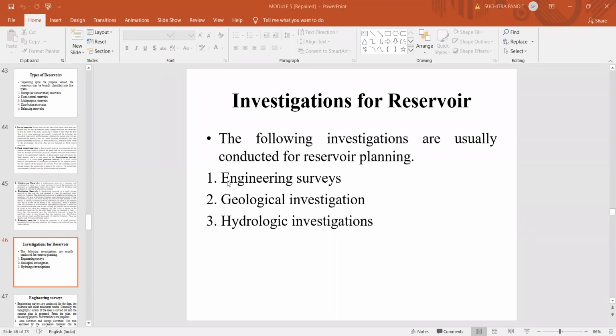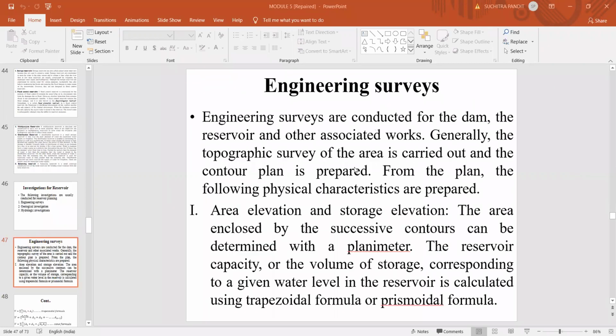These are the three major investigations that have to be carried out in order to have a suitable place for a multi-purpose reservoir. Now, the engineering surveys are generally conducted for the dam, the reservoir and other associated works. Generally the topographic survey of the area is carried out and the contour plan is prepared. And from the plan, the following physical characteristics are prepared.